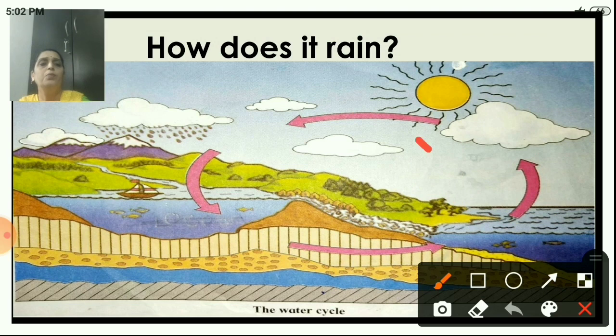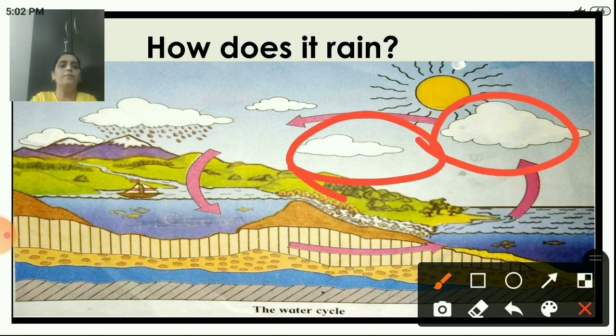See, here it cools and condenses, forming very fine droplets of water. The droplets are so small and tiny that they float in the atmosphere, forming clouds. Now, these small drops join together and form bigger drops which are heavy.